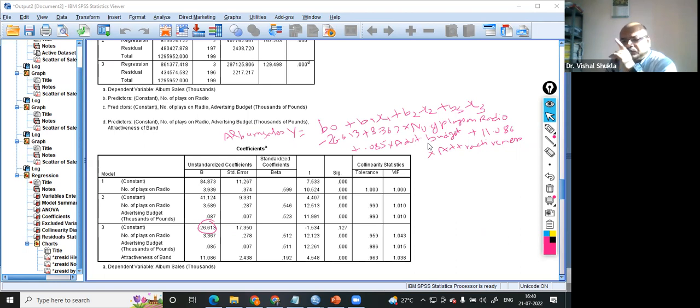So one more time the album is played on the radio yields 3,367 albums. One more unit of advertising budget, meaning 1,000 pounds spent, sells 850 albums. If the attractiveness of the band creating the album increases by 1 point, 11,086 albums are sold. So which one is the better option? Of course, all three will explain and predict album sales, but out of these three, on which should the album company owner focus?